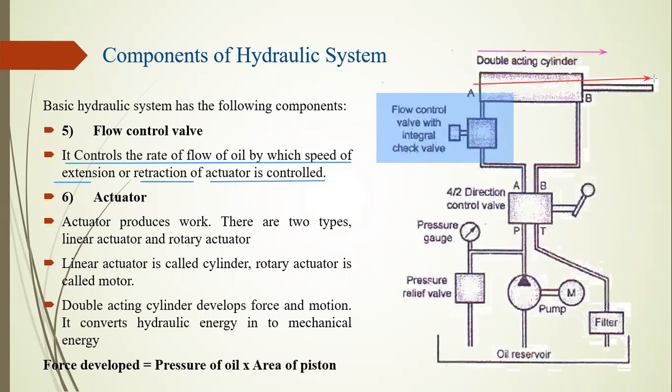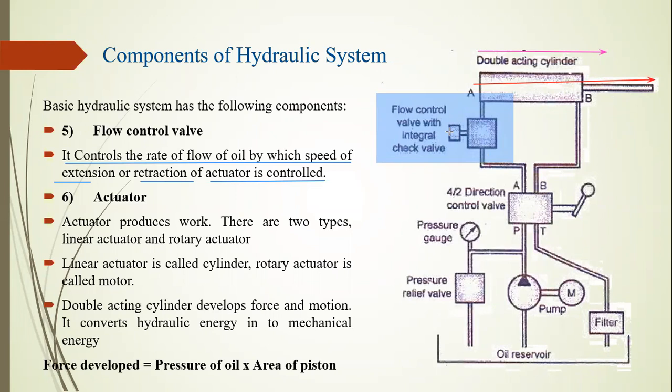very fast, what can we do? The flow control valve adjusts the rate of flow inside the circuit, and it gives more and more oil inside the cylinder, and the piston moves fast. When I say it moves 10 mm per second, that means a high rate of flow is required inside the cylinder, so the cylinder moves fast.